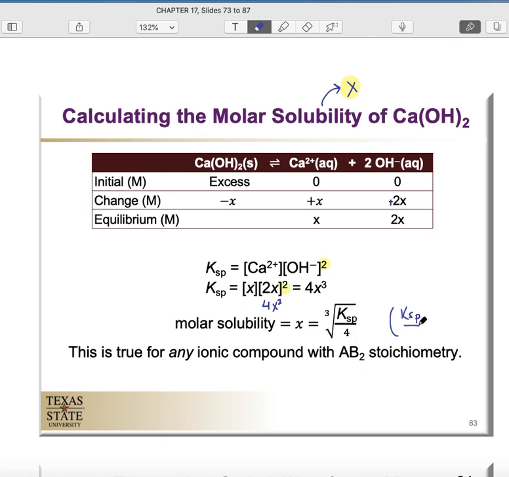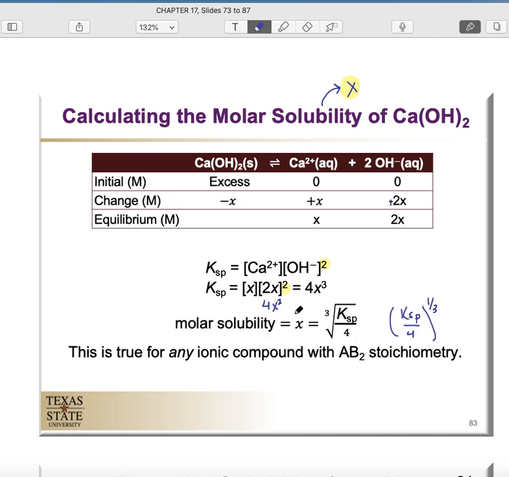Divided by 4. You would find what that number is, and then most likely your calculator is not going to have a cube root. So what you might have is an ability to put it to the power of 1/3. 1/3 is the cube root. And if you are not able to do power of 1/3, you can do to the power of 0.33, which is the value of 1/3.